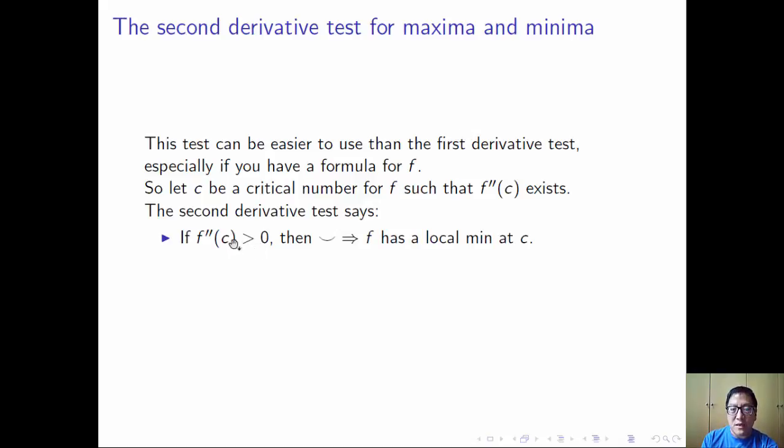If f double prime of c is positive, then for x nearby c, you have a smiley face, which means that f is a local min at c, because look, at the bottom of a smiley face is a local min. If f double prime of c is negative, then you have a frowny face near c, which means that f has a local max at c, because at the top of a frowny face you have a local max.